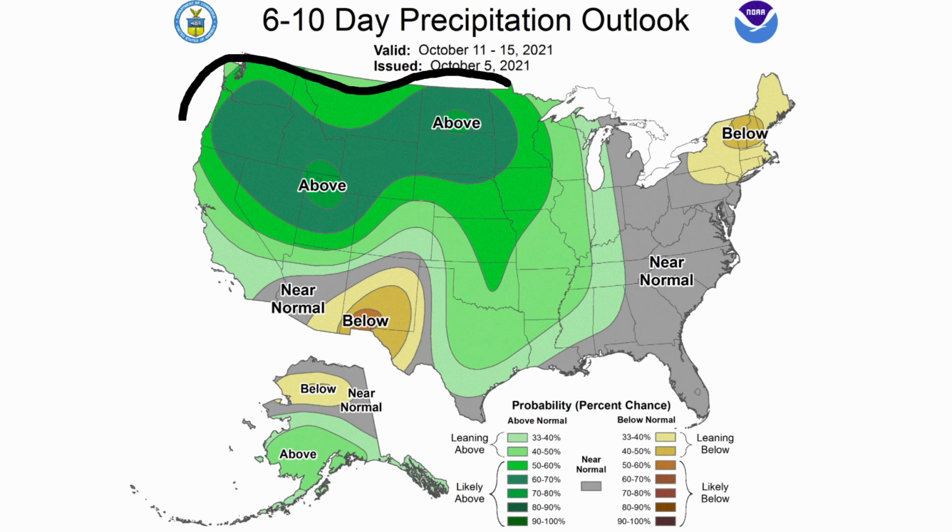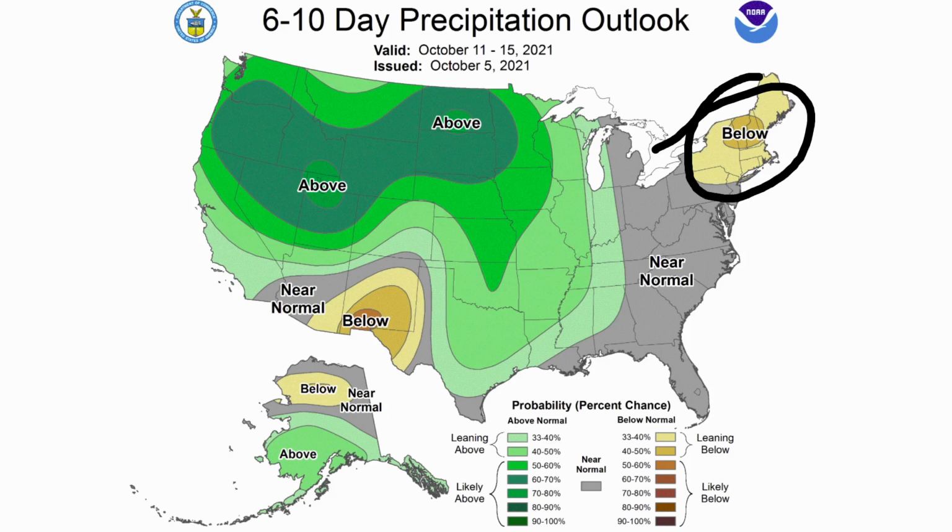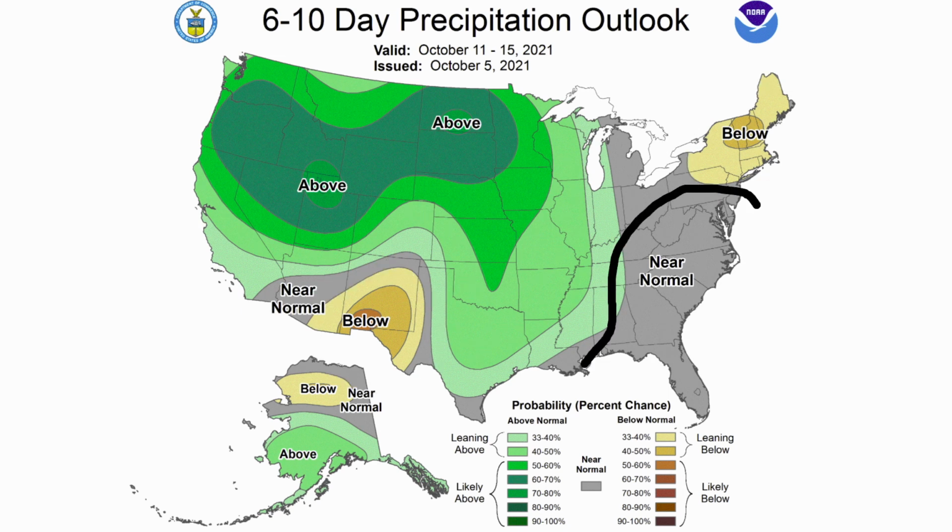They have above normal amounts of precipitation into the northern plains and also much of the west, which is not a surprise if you've been watching the past few videos. We have below normal precipitation for New England and the northeast, as well as for the southwest, and then somewhere near normal for the rest of the country. That's just in that gray color.